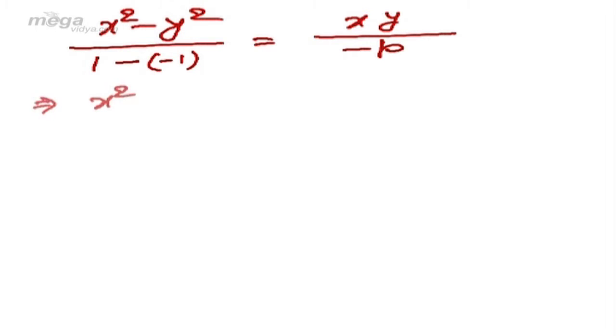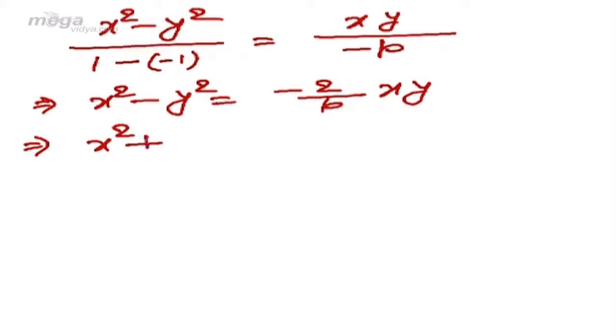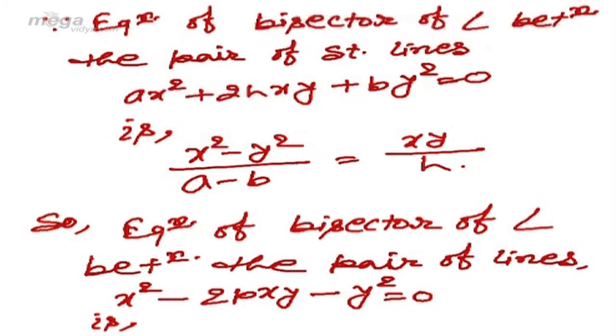Now 1 minus (-1) becomes 2, so we can transfer 2 to this side. x² - y² = -2xy/p. So you can write x² + (2/p)xy - y² = 0. This is the equation of the angle bisectors of the angle between this pair of lines.